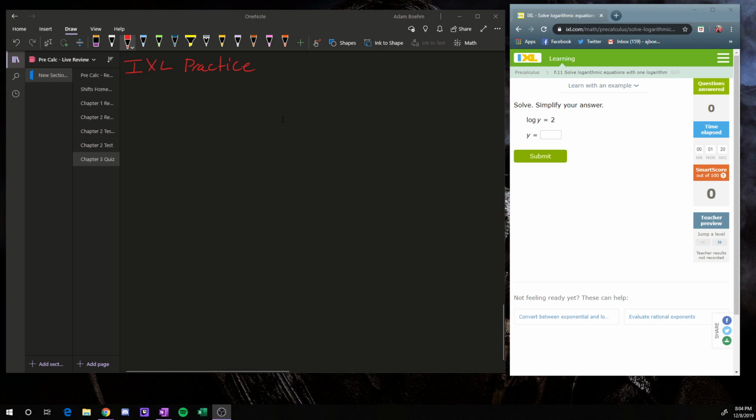All right. So on IXL, this is F11, which is one of the last ones you'd have to do. We have log of y is equal to 2. Because there's no base specified, it is assumed to be 10. And we want to solve for y. So the way you can do this is to rewrite this in exponential form. So 10 squared would equal y. So y would be equal to 100.